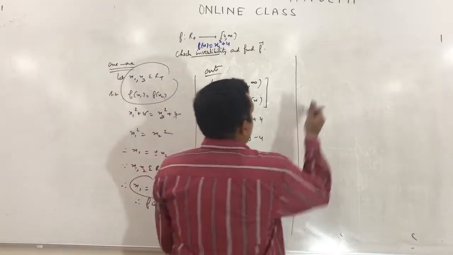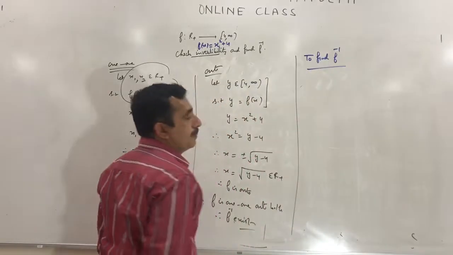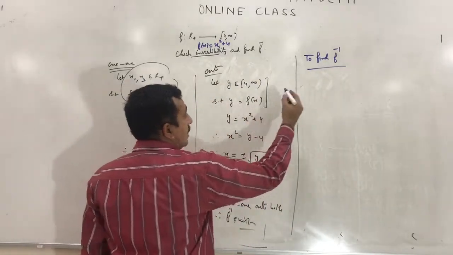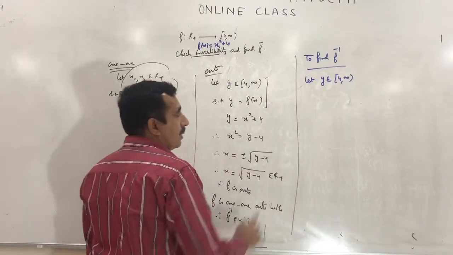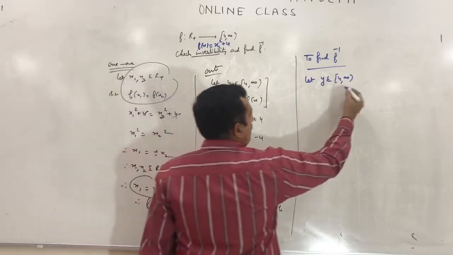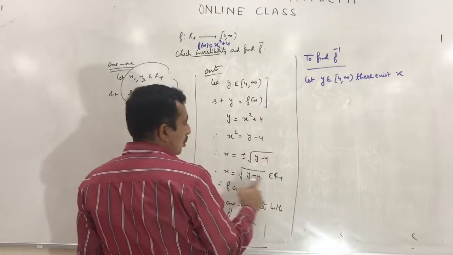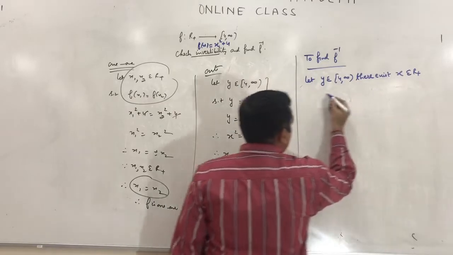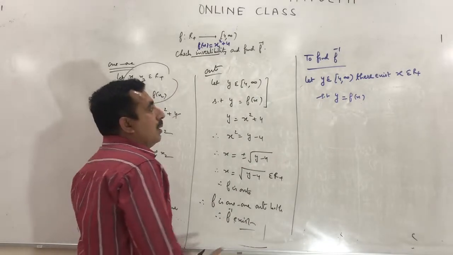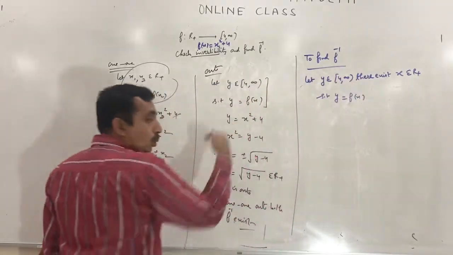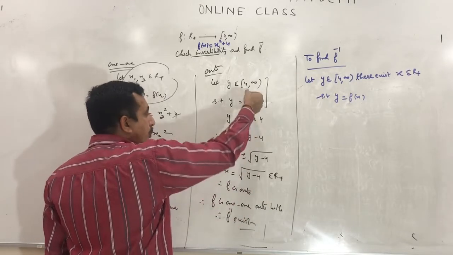Now, to find f inverse, first line: let y belong to the codomain. Second line: there exists x belonging to the domain such that y equals f(x). You have proved it is onto, so for y there is an x in this set such that y equals f(x). Now proceed like this.